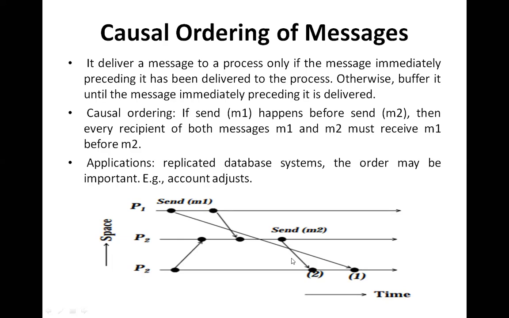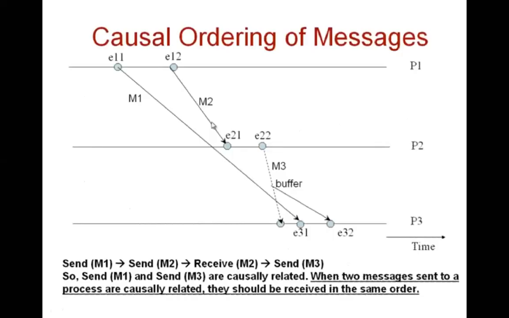prior. So what do we have to do? This should not be allowed. And for this particular purpose, the M2 message, before it is delivered, must be buffered at the process P3, and it should be delivered after the first message is received by the process P3. So this is one example of causal ordering.